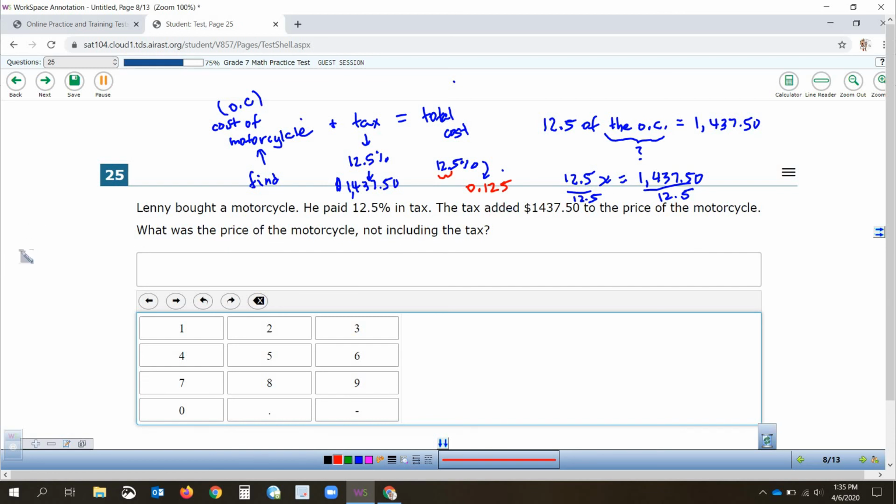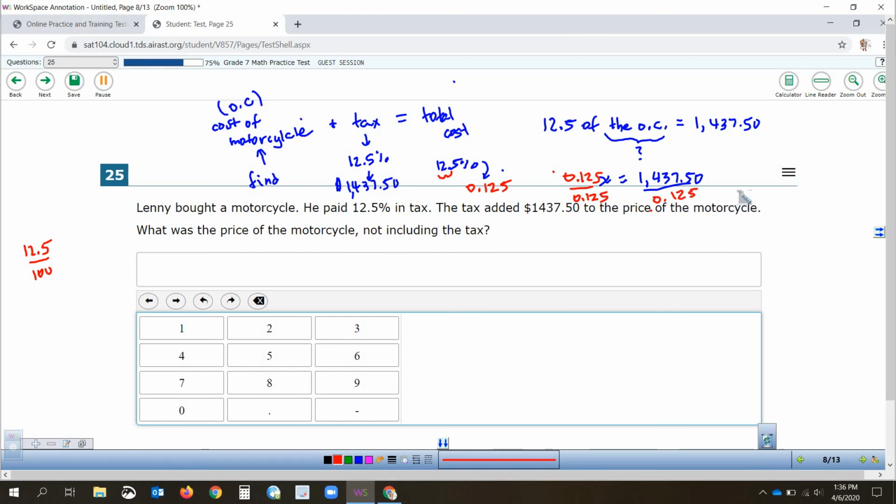0.125. Because what we're looking for is 12.5 over 100. All right, and when you divide by 100, you move it 2 places. So it's not actually going to be 12.5 times that. It's going to be 0.125 times that, which means I'm going to divide by 0.125, not by 12.5. All right, so we want to do $1,437.50 divided by that 12.5%.